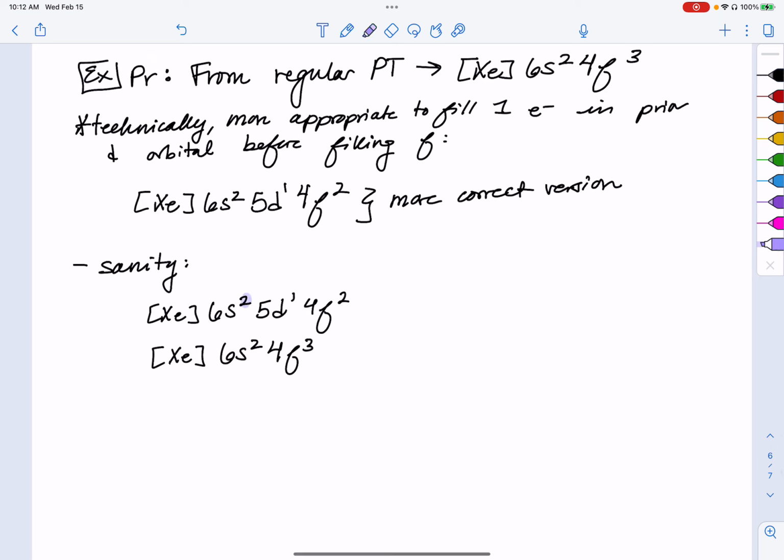If we were to count these up, 1, 2, 3, 4, 5. We have 5 valence electrons, or electrons that are found in our outermost orbitals. And same deal here, 6s2, 4f3, 3, 4, 5. That still gives us 5 valence electrons.